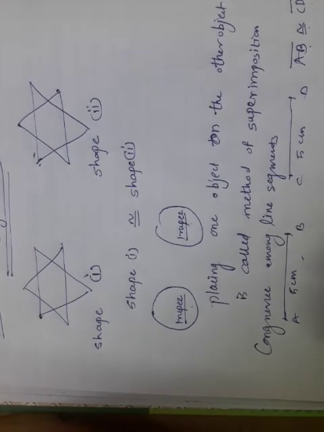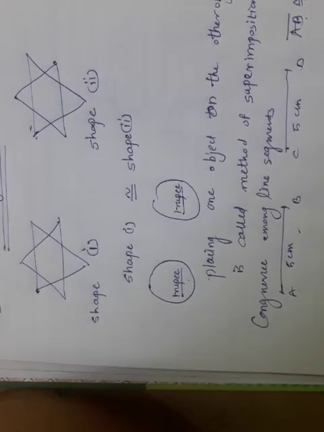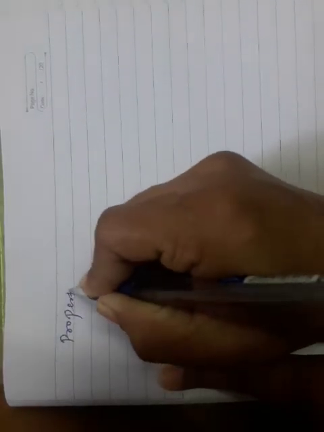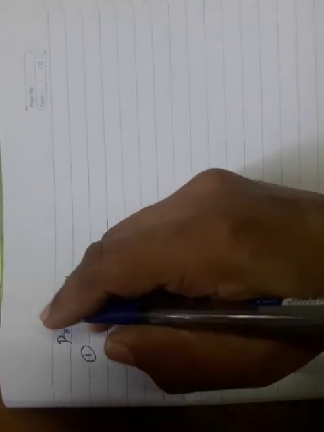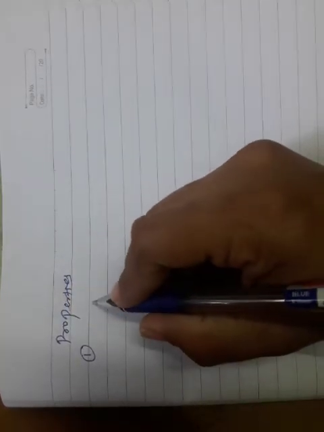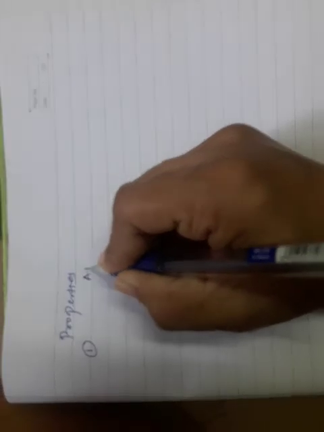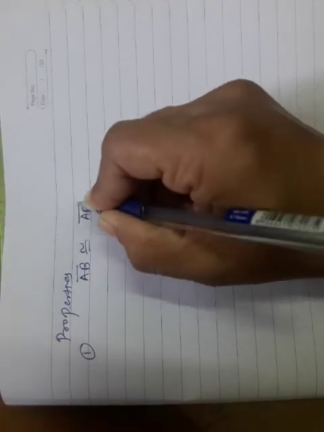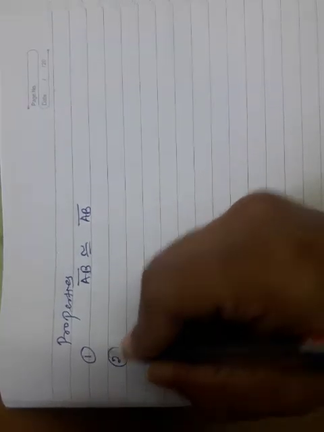Now we are going to see the properties of congruence of line segments. The first property is what? Every line segment is congruent to itself. Means what? AB is congruent to AB. Every line segment is congruent to itself.